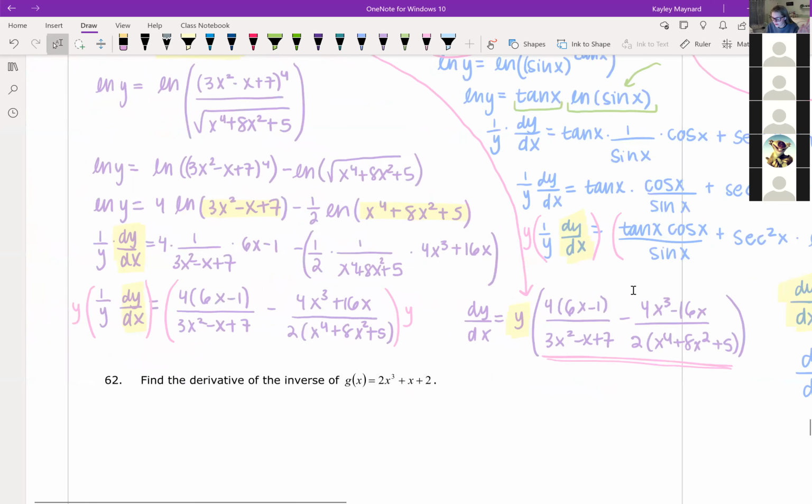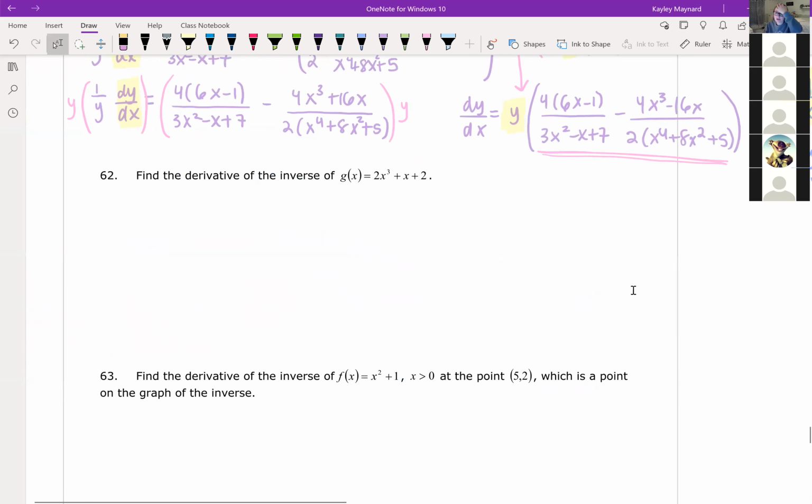Okay, so we didn't do anything like 62 in recitation. 62 says to find the derivative of the inverse of g of x equals 2x cubed plus x plus 2. We didn't do anything like this on our worksheets, but I know that at least one of my classes learned this in their lecture. I'm not sure if both of you did, considering one of my classes didn't even have this chunk of the study guide. But we'll go ahead and do it anyways, because it doesn't hurt to know a little more.